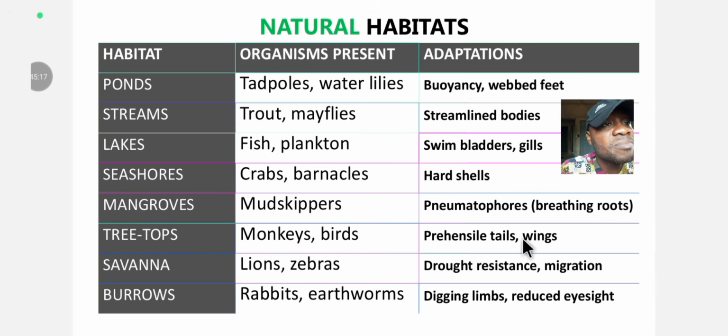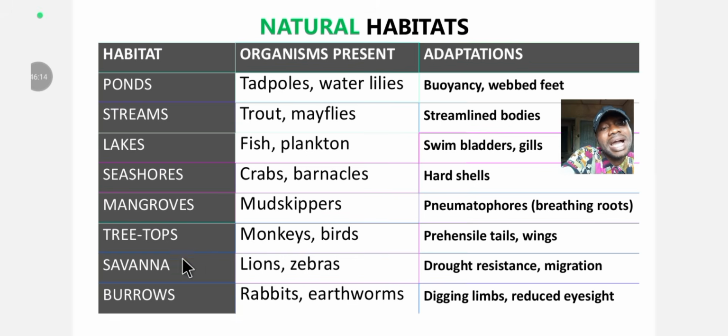So what are their adaptations? Their adaptation is that they have digging limbs. Their limbs enable them to dig. And they have reduced eyesight, because they live inside where it is dark. Rabbits, for example, don't see well during the day, but at night they see better. So during the day they stay inside their burrow, inside their hole, in the darkness. When night comes, they come out to go find food.